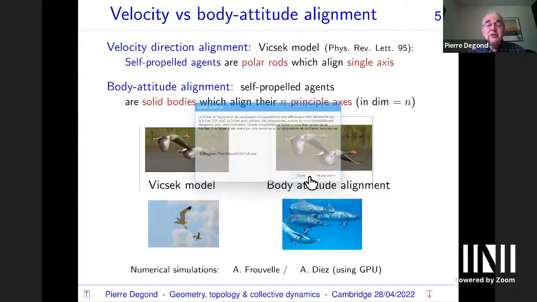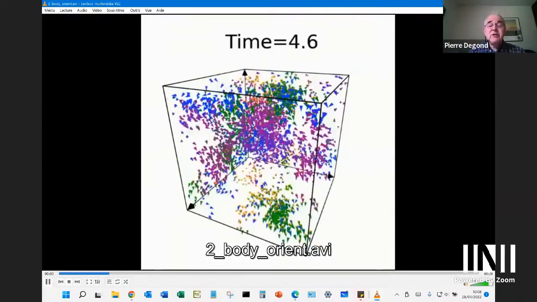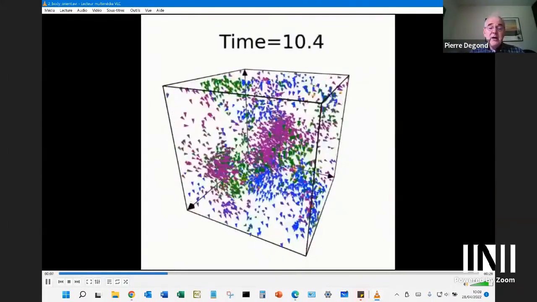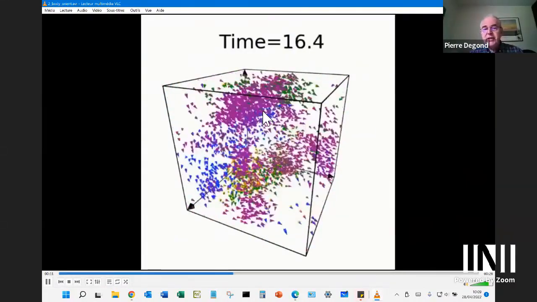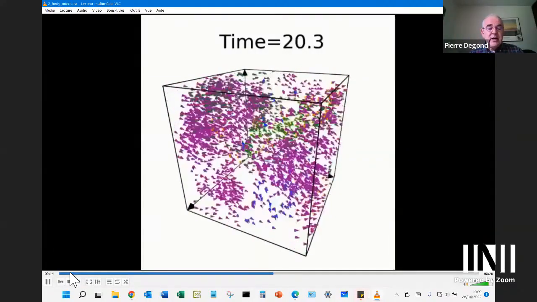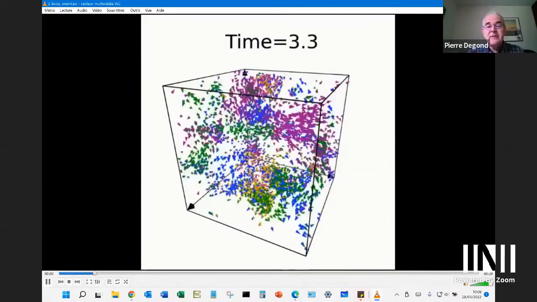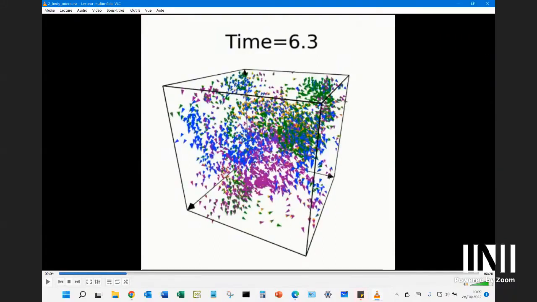In the body attitude dynamics, that movie, the simulation was realized by Antoine Diez using GPUs. So here you don't have so many particles, but using this code, and we'll see, you can actually put millions of particles. As you see, the situation is rather similar to the Vicsek model, except that here you have colors encoding the body attitude.